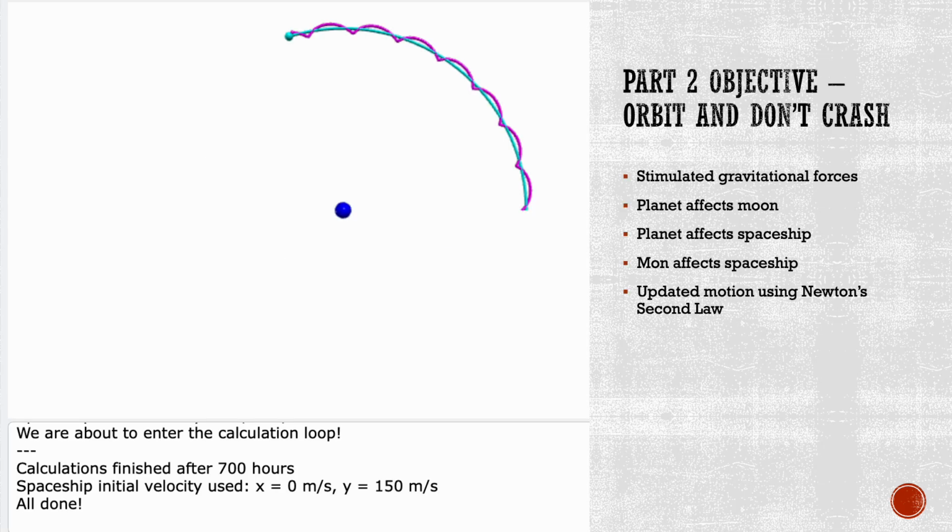Part 2, Objective. In part 2 of the lab, the goal changed from analyzing data to creating a complete physics simulation. The system included a planet, a moon, and a spaceship. Unlike the first part, there was no correct answer because the initial velocity of the spaceship could be chosen freely. The objective was to create and calculate every gravitational force acting on both the moon and the spaceship, update their motion using Newton's second law, and find an initial velocity that allowed the spaceship to complete the simulation without crashing into either object. The trajectory of the spaceship depended entirely on the velocity that I selected.